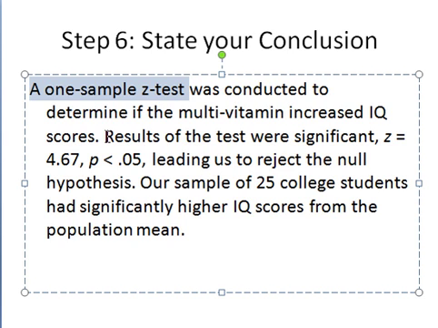Results of the test were significant, z equals 4.67, p less than 0.05, leading us to reject the null hypothesis. So here I said the results of the test were significant, rather than the test itself. We report in italics the z-score: italicized z equals 4.67, italicized p is less than 0.05. We don't know right now what the exact probability is. We could find it if we wanted to, and then we could report that.